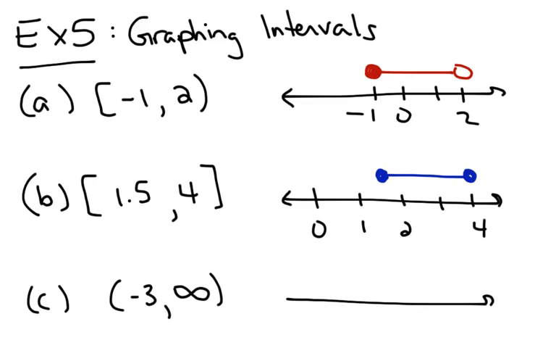For C, you would put an open circle at -3, and since the second part of the interval notation is infinity, that's this direction, that's positive infinity. To the left is negative infinity.